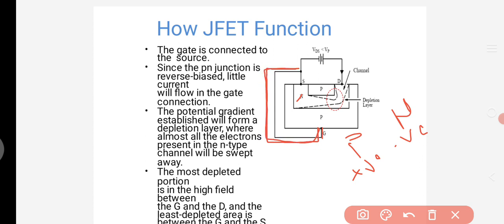This PN junction will be reverse biased. So due to the reverse bias, a little current will be flowing in the gate connection. That's why the gate has only a little amount of current flowing through it.